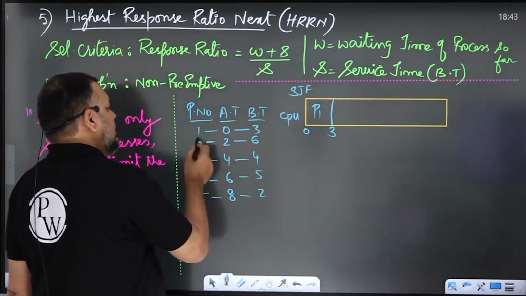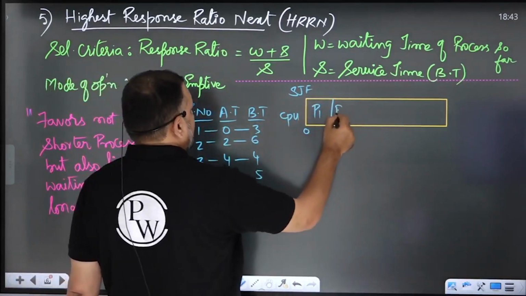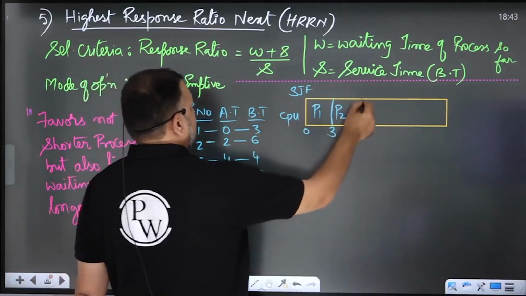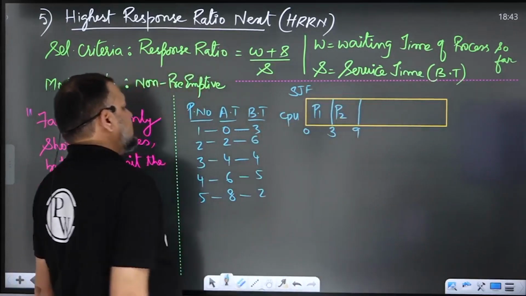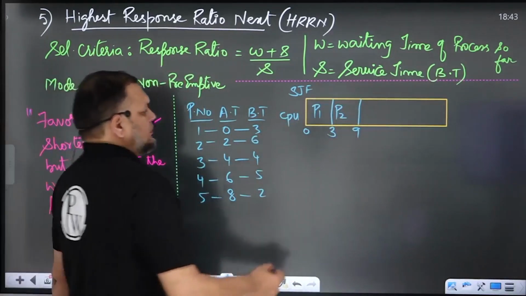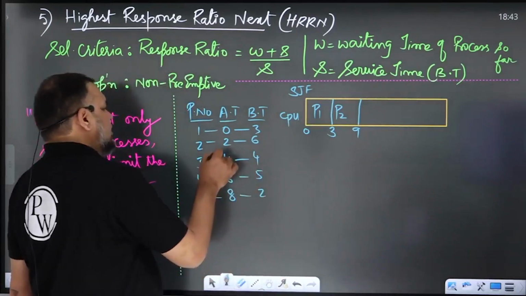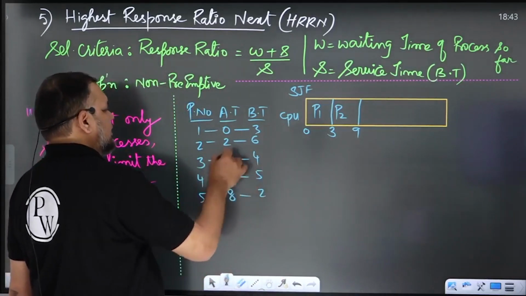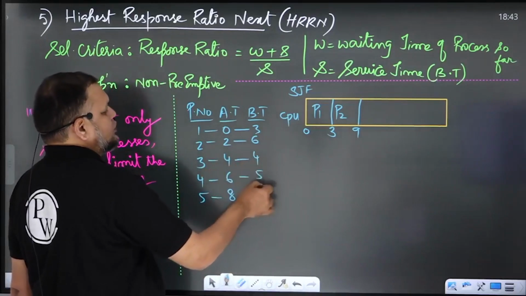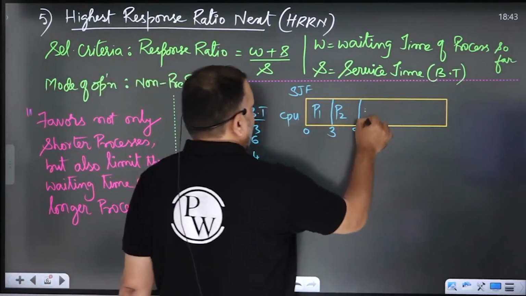Now by time 3, only P2 has come, nobody else has come. So P2 runs for 6 units, non-preemptively, and it completes at 9. Then by time 9, we have got P3, P4, P5, all of them present. So among them, 4, 5, 2, which is shortest? P5.